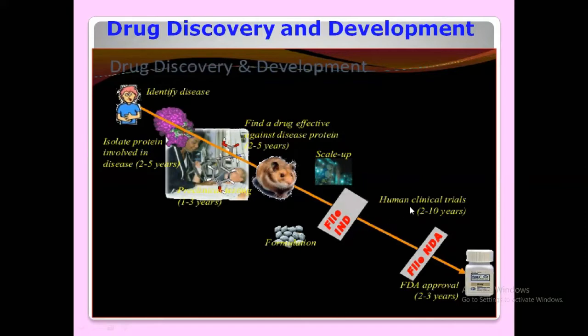Human clinical trials. The same drug has been checked in an animal system, here in rats or rabbits, but only after getting approval from the IND do you go for human clinical trials for this particular drug against that particular disease. Here the time specified is 2 to 10 years. Sometimes it will take 10 years. Only after that is it confirmed in the human system. Now the drug is ready to give to the human system.